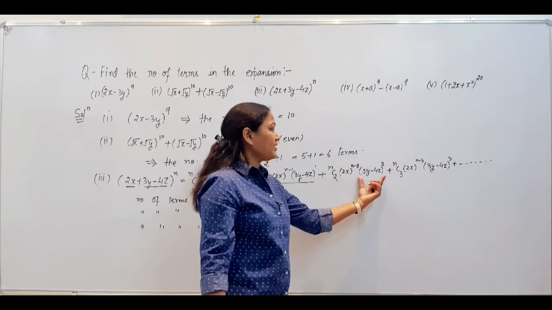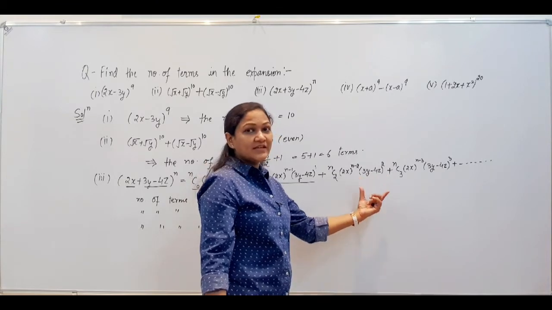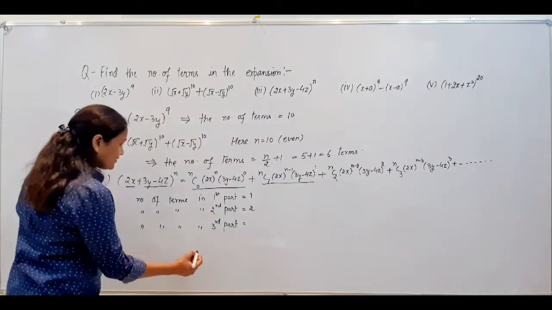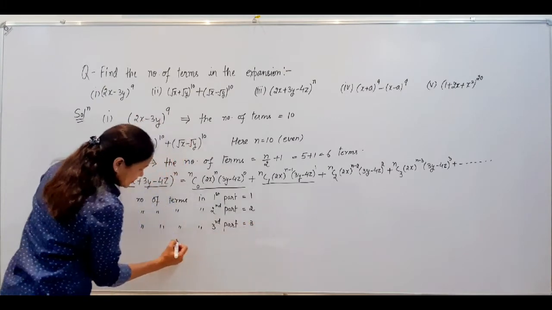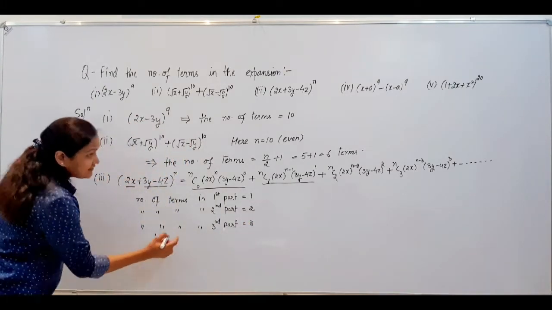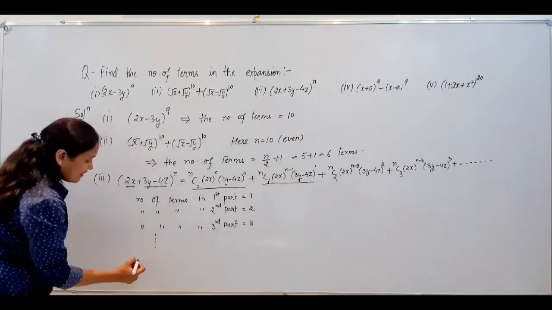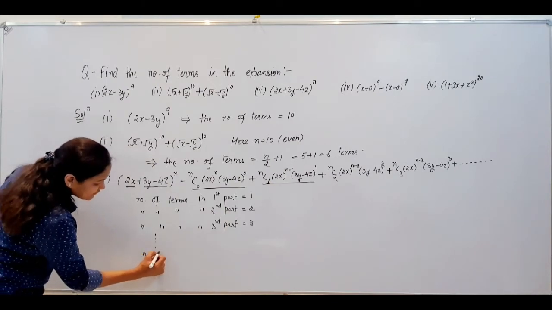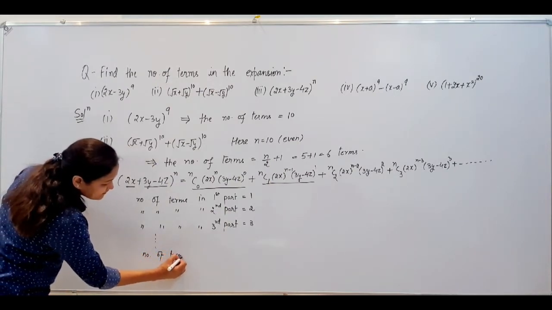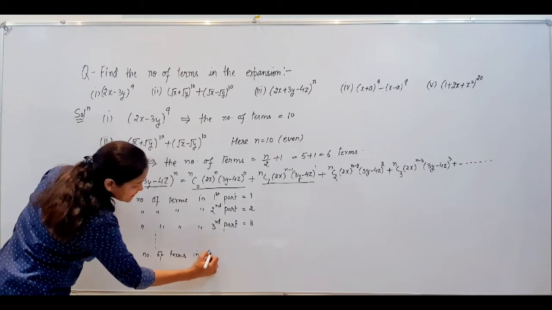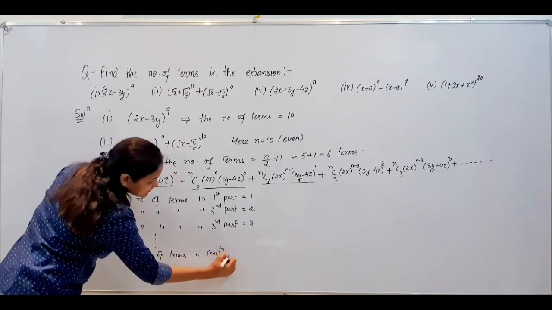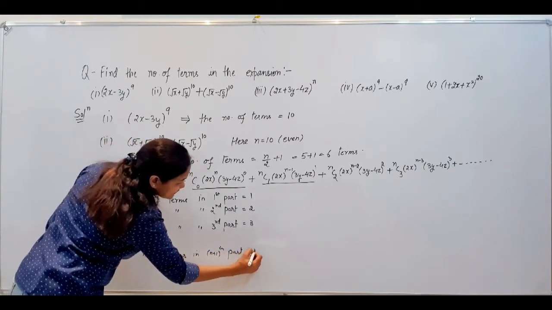So if a monomial is multiplied with 3 terms, then it will give you 3 terms. So on, and in the last term, the number of terms in the n plus 1th part will be n plus 1.